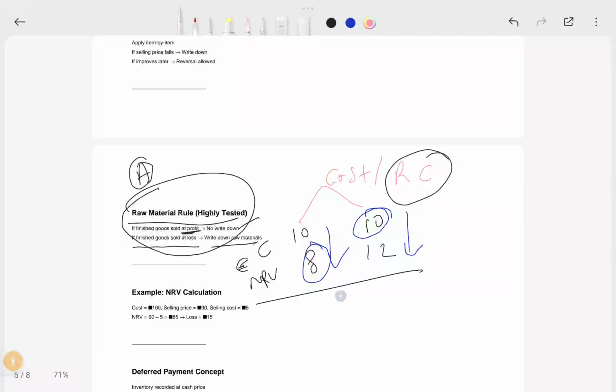In this situation, how do we need to account for this raw material? What is the replacement cost? Suppose the cost of the raw material is 2 rupees, and the replacement cost is 1.5 rupees. In case 1, you have valued at NRV because you are writing down the cost because of the reduction in the NRV of the finished good. It means the finished goods are sold at loss, so you need to write down the raw materials.